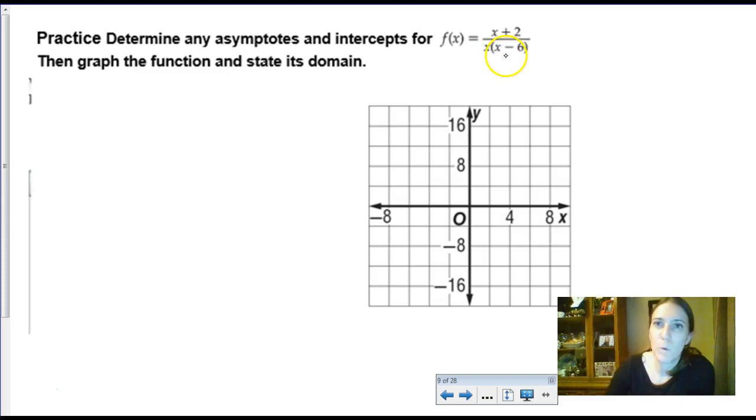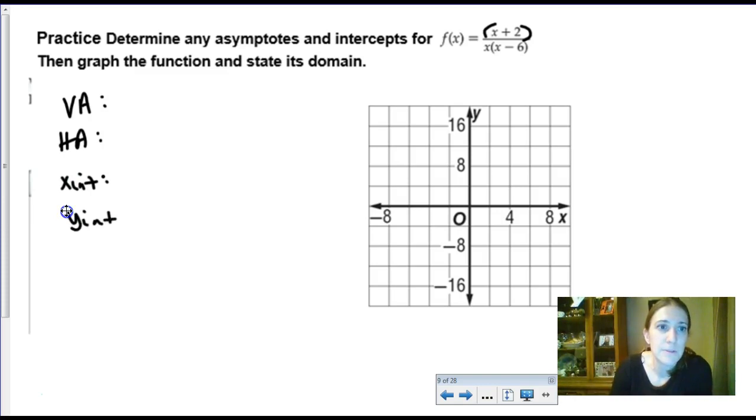So some wonderful person already came through and factored it for me, but I noticed none of these factors cancel. So good news, bad news, I don't know, but that's what it is. It says determine any asymptotes. So vertical asymptote, horizontal asymptote. We're not talking about obliques quite yet. We'll get there. They want to know x-intercepts, y-intercepts, and then they want to talk about domain. It doesn't even ask you for a range. I could.